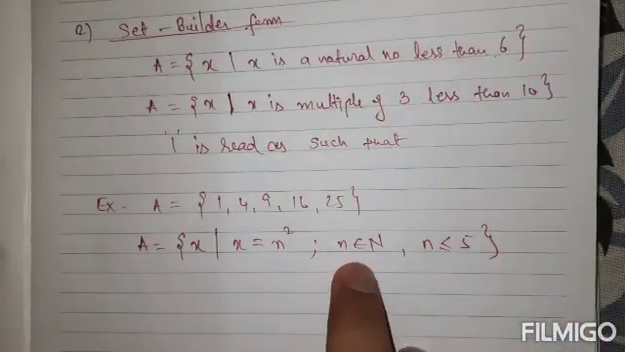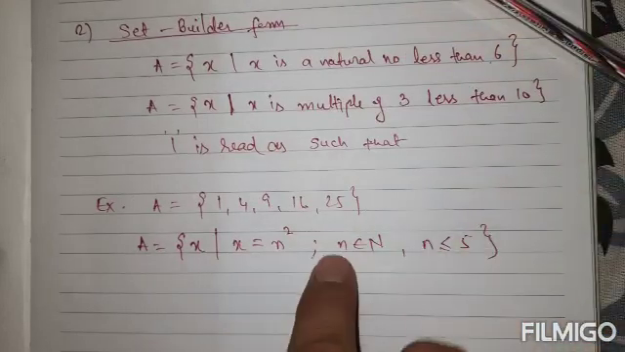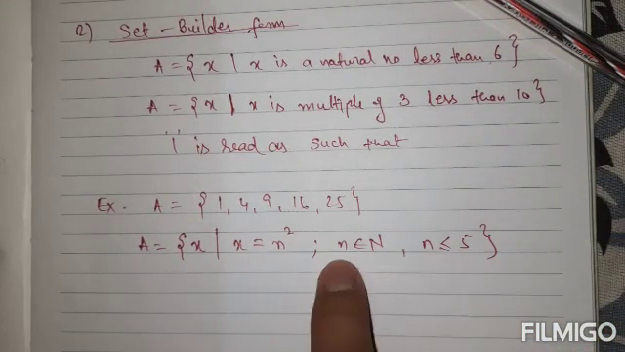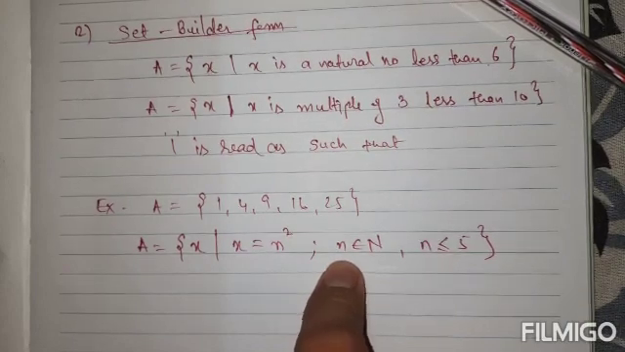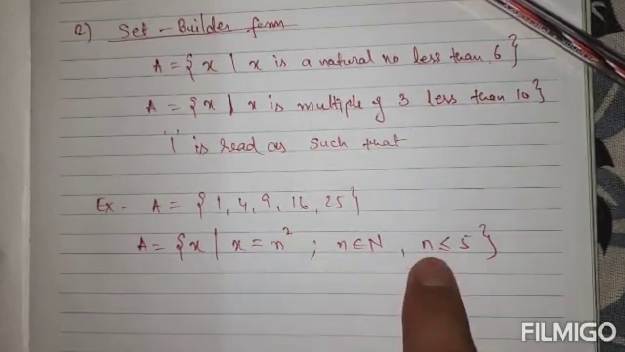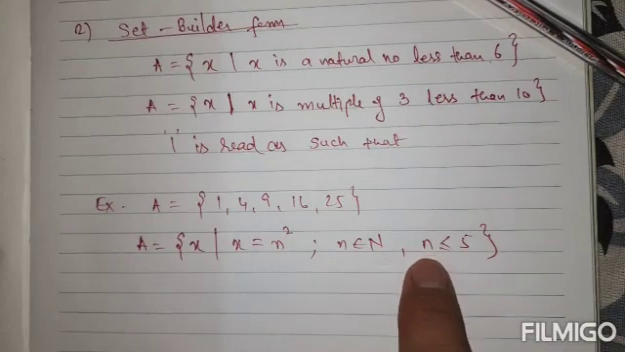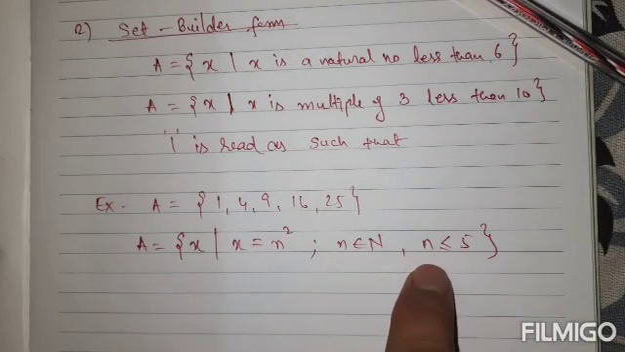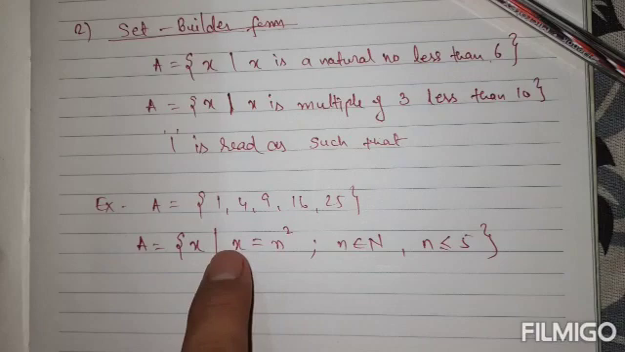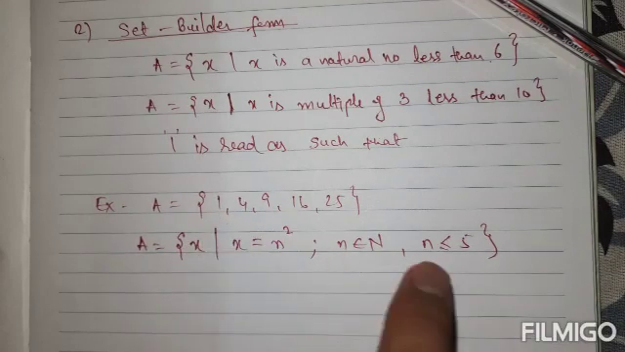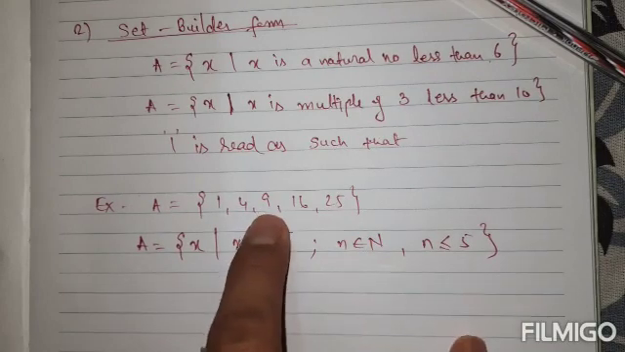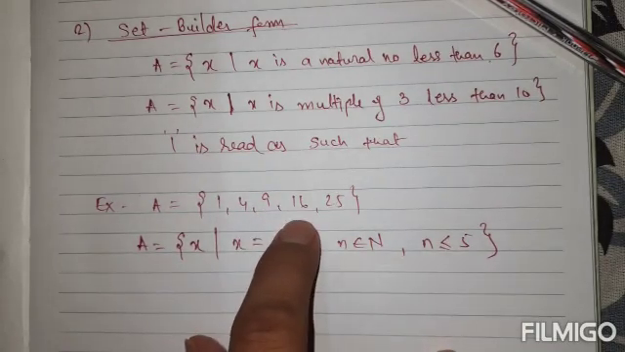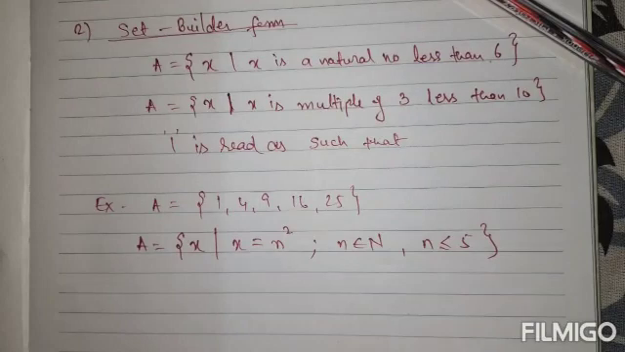N belongs to N means we have made it clear that n is a natural number, but natural numbers start from 1 and they are infinite. So here we have limited the natural numbers up to 5 only. So now if n is equal to 1, then x will become 1 square, 1. If n is equal to 2, then it will become 4. If n is equal to 3, it will become 9. For n equal to 4, it will become 16, and for 5 it will become 25.